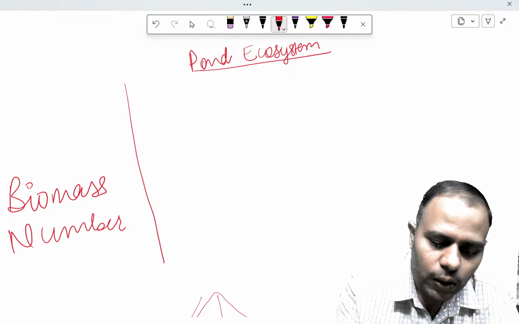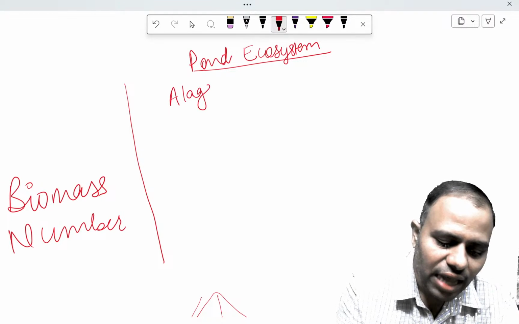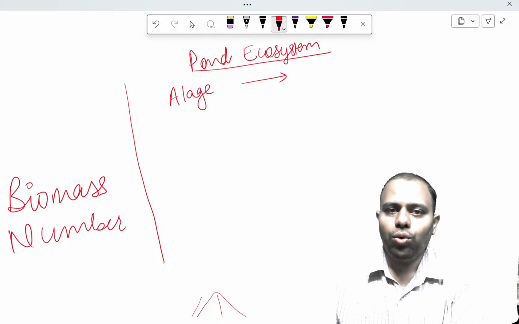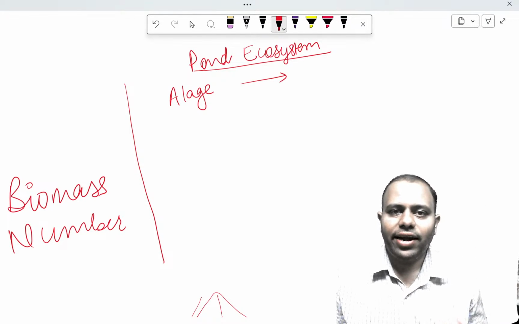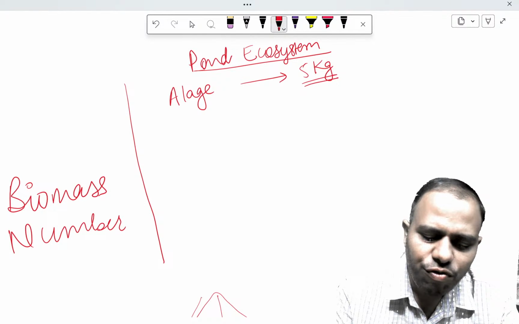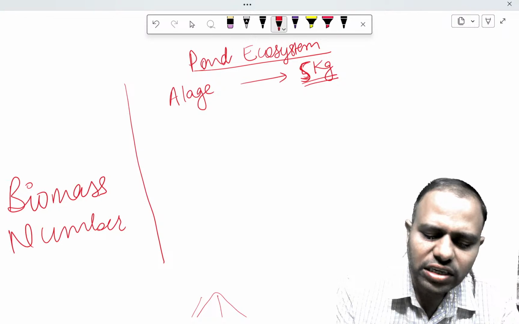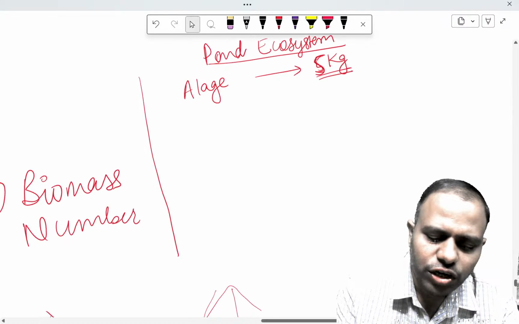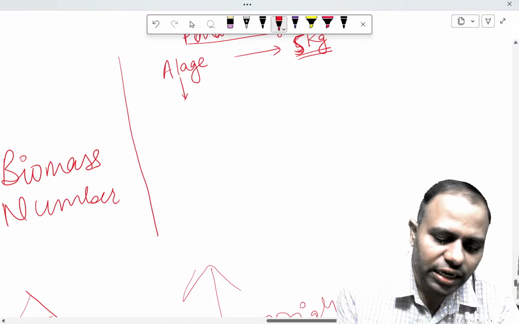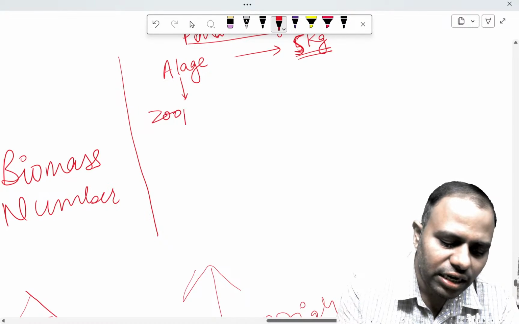In the pond ecosystem, the algae, the primary producer, has very little weight. If you collect all the algae and dry weigh it, the weight will be at most 5 kilos, and this 5 kilo weight is very much sufficient for the fishes that are present. Then the algae are eaten by what? They are eaten by zooplanktons.